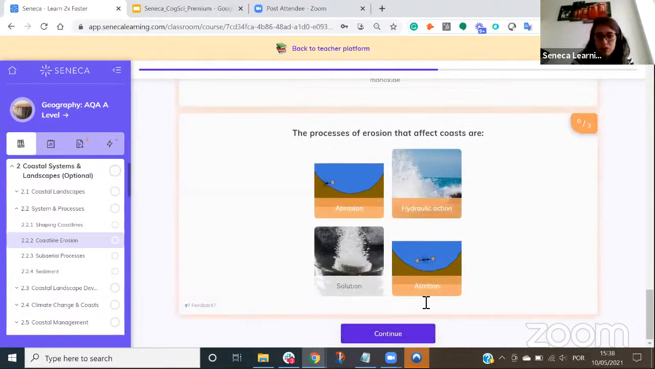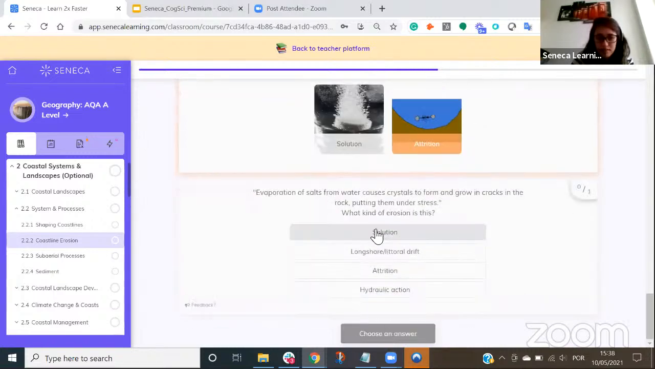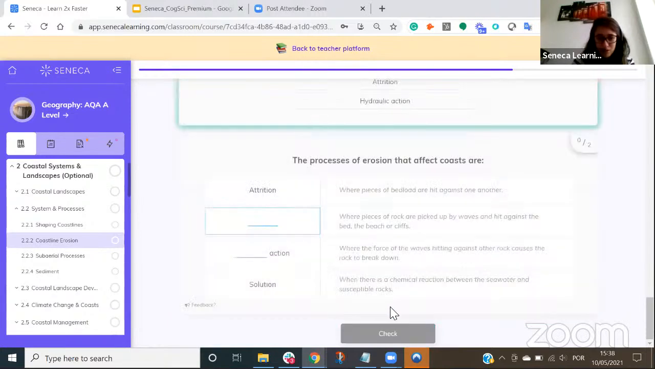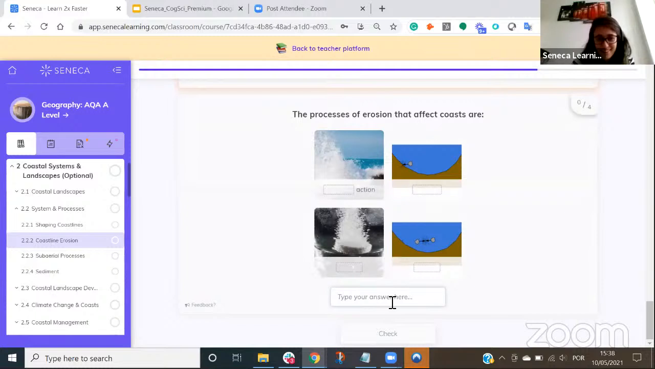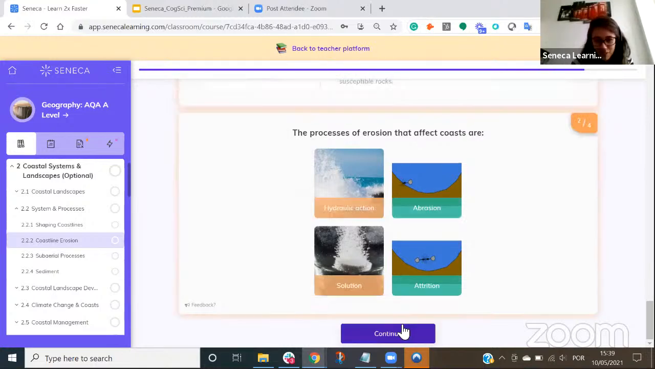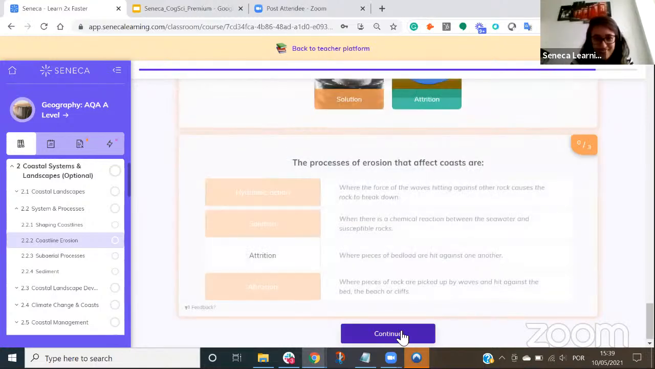Okay, I just want to show you what happens in the end. So again, I am not a geography teacher, so I'm just gonna guess, but yeah, I forgot the other ones already, but there you go.